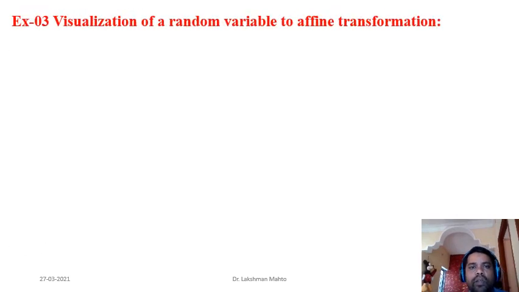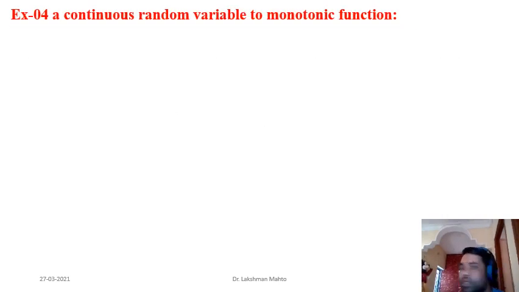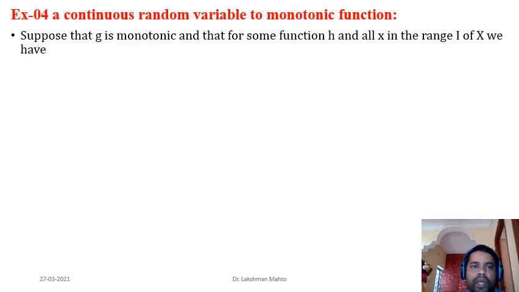Another visualization you can look at is this way. This one is the actual distribution of x. Then you multiply x by a, and you observe some kind of flattening in the distribution. After that, you add a constant b, which means there is a change of origin. So the origin has been shifted. This is the visualization of changing a random variable to another derived random variable by affine transformation.